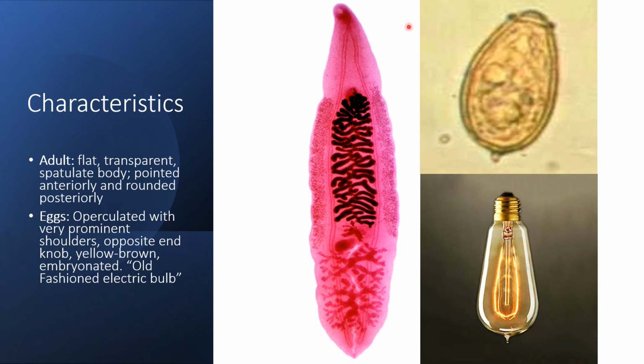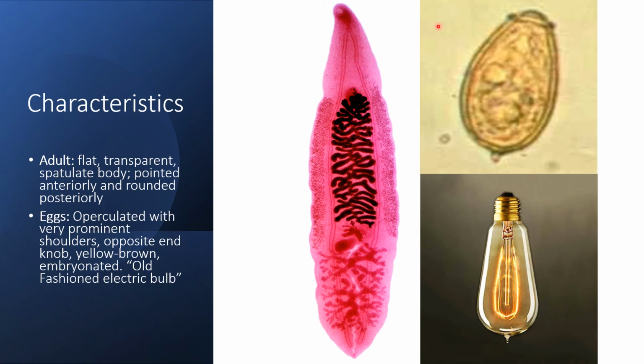So its eggs have a seated operculum. If you look at its operculum, guys, its opercular shoulders are very prominent. That's why its operculum sits on top of our shoulders, no? That is why it has the characteristic of a seated operculum.